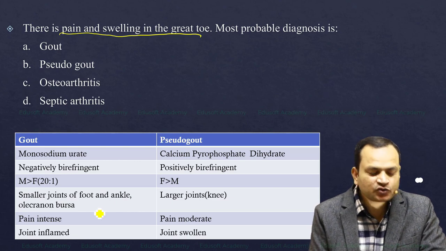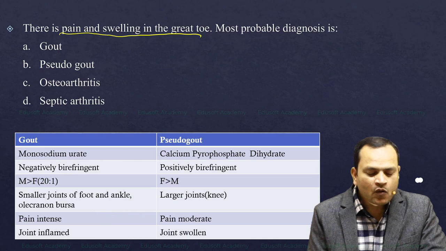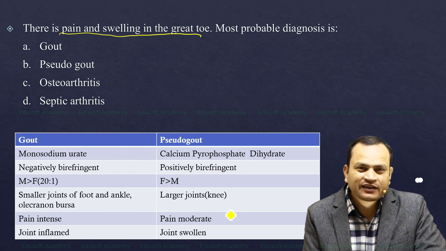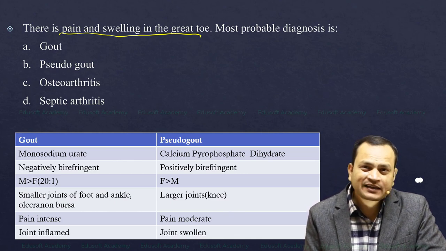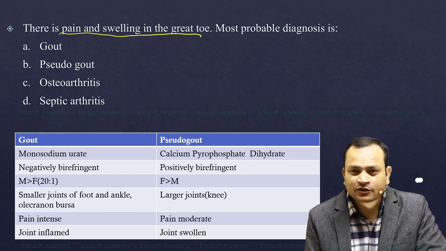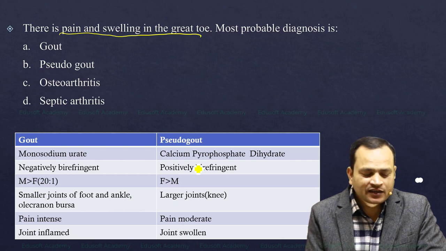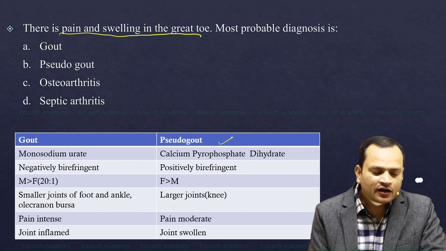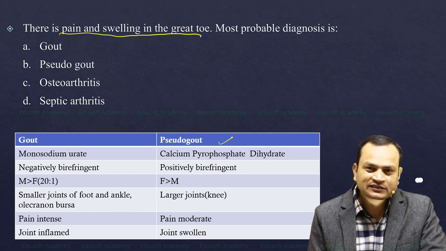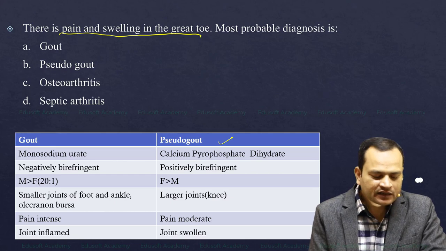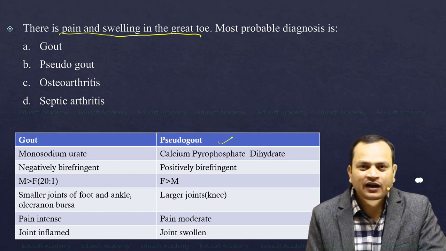The metatarsophalangeal joint of the great toe is most commonly affected in case of gout, while in case of pseudogout, it is usually the knee joint that is affected. And the classical question that they can also ask is, there is calcification of the meniscus seen in the x-ray. What can be the probable diagnosis? If there is calcification of meniscus in x-ray, the correct answer will be pseudogout. But if they ask for pain and swelling in the great toe, or pain and swelling of the metatarsophalangeal joint of the great toe, then it will be gout. The other differences are given below.